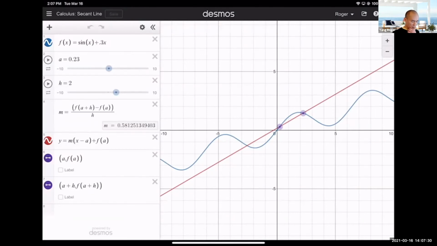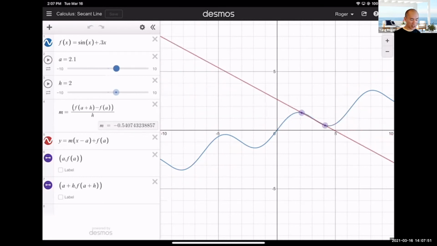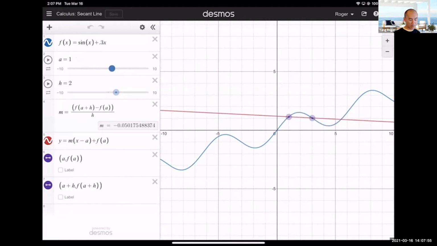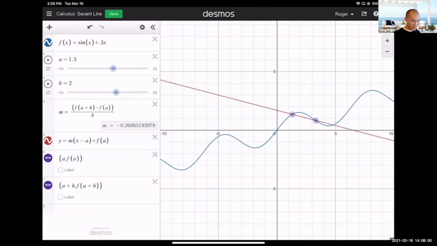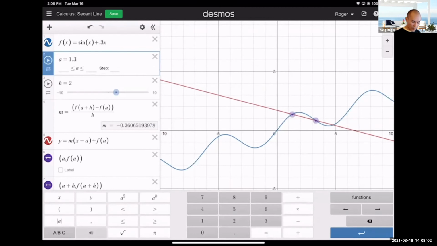Okay, so check this out here. The function that we're looking at right here is in blue. And when I move this A point, it changes where we're calculating our derivative. So if I move it right here, let me put it at 1.